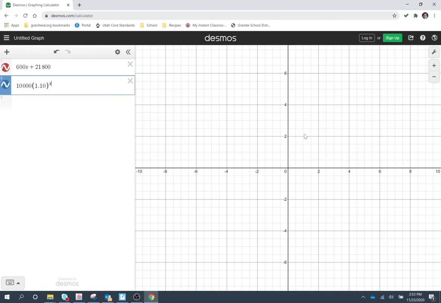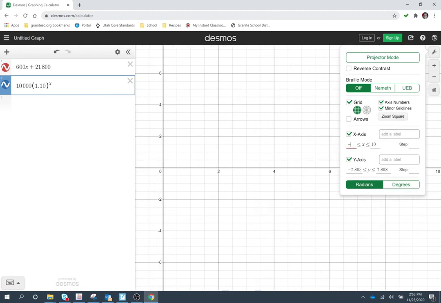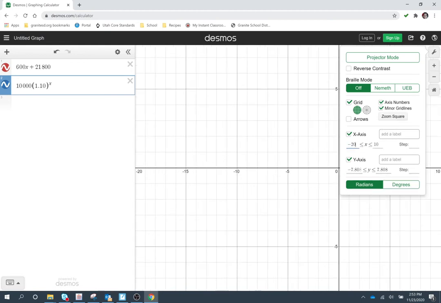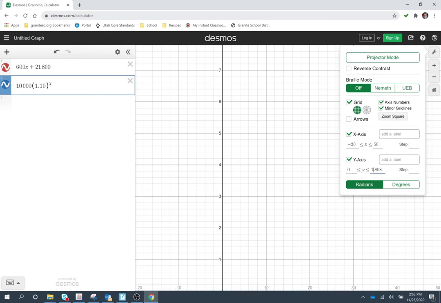Now, again, you're not going to see anything. So go over here. Do you see this little tool? We're going to change our window. On your x-axis, I want you to change this number to -20. And then I want to go up to 50. On your y-axis, I want you to change this number to 0. And I want you to change this number to 40,000.